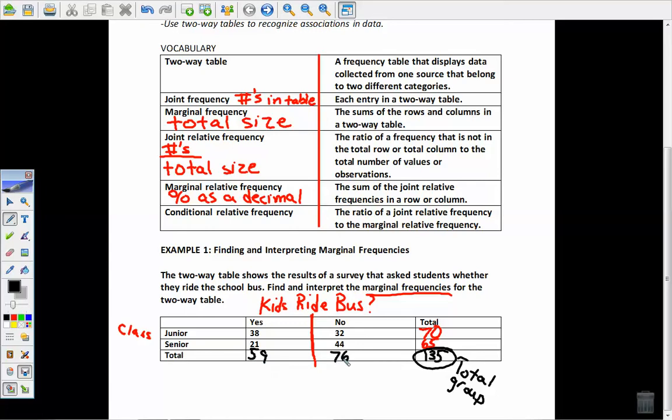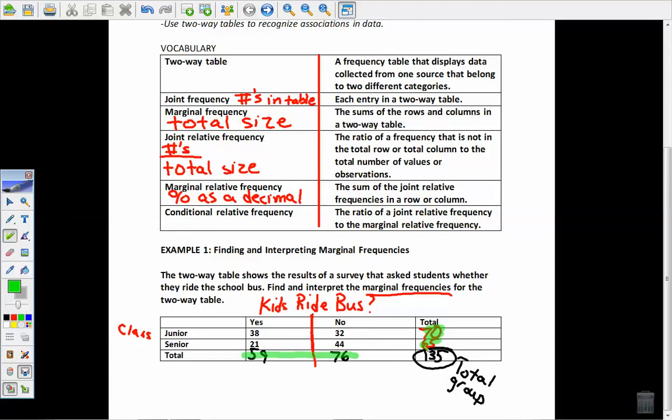Tell me what you've got. 135. What do you notice about this sum right here and adding these values up? They equal the same thing. Each time they add up to 135.